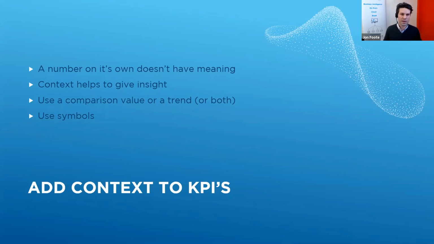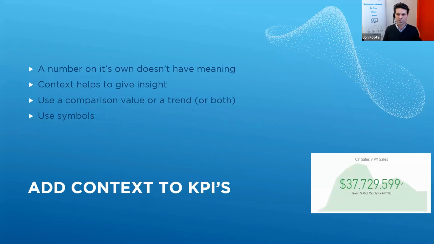Now, a good way to do that is through the use of a trend. In this example, we've got two things that help give us context. We've got a trend line in the background, which gives us an understanding of what typically this number is doing over time. We've got the number itself, but then we've also got a goal number. So we can see that this is a green tick. We've got the number that it's green against. We've got a whole lot of context to understand the value of this number.